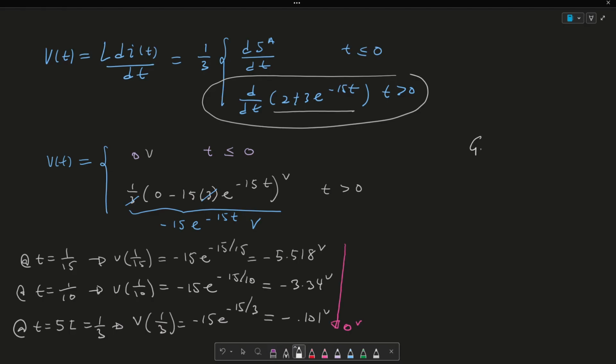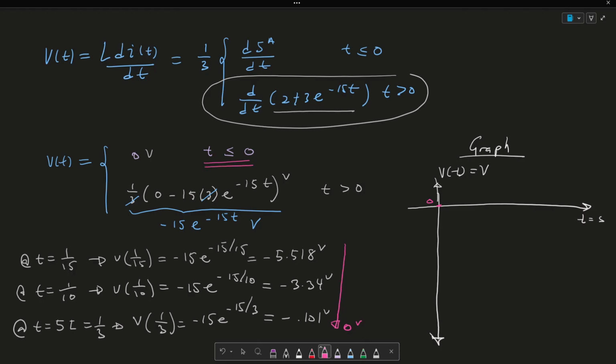So the last thing we need to do now is go ahead and graph this. And essentially what we're going to have is something like this, where the y-axis is going to be v of t, again in volts, and the x-axis is going to be time in seconds. So now what are some points that we care about? We care about 0 because at t less than or equal to 0, my voltage is 0. But then also an instantaneous rise at t greater than 0.